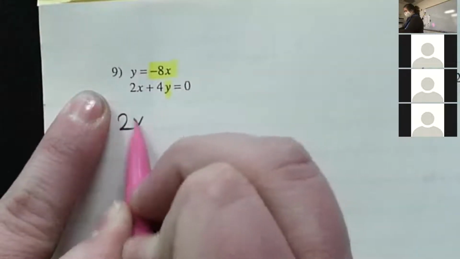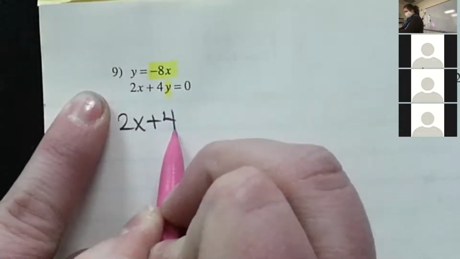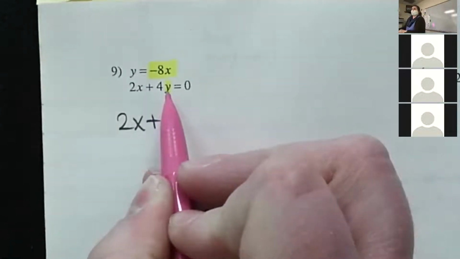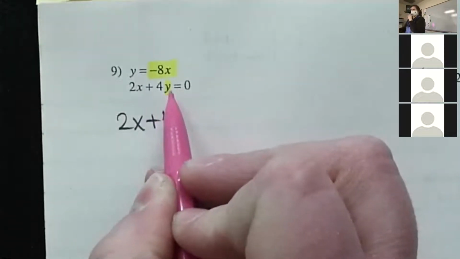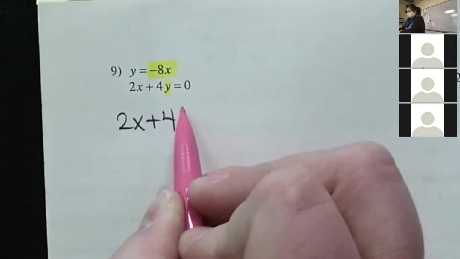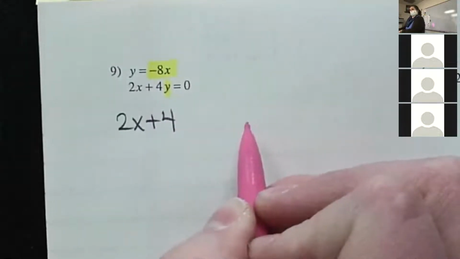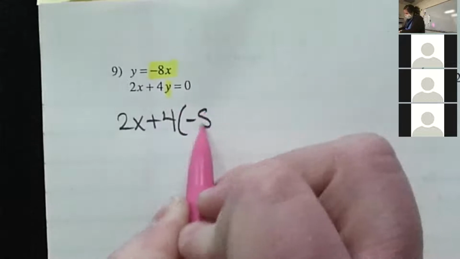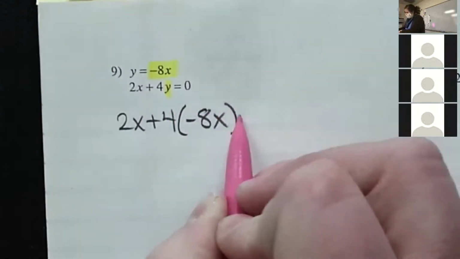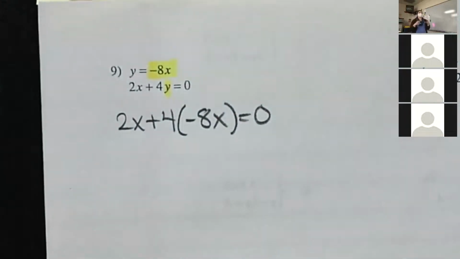So I have 2x plus 4. Instead of y, what's the other name for y? Negative 8x. But what do you think I should do here before I write it? Parentheses. So we're going to put that negative 8x in parentheses equals 0. Literally substituting one yellow for the other yellow. That's why it's called substitution. And the reason we do that is because now we only have one variable, right? We only have x's to deal with. So we can actually solve it.